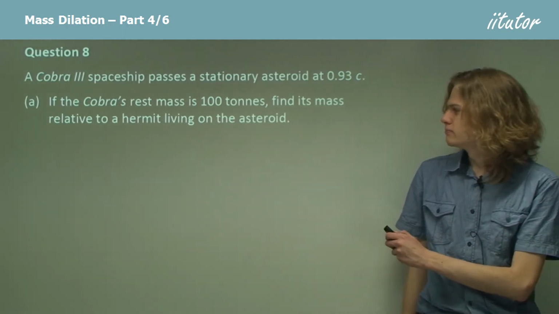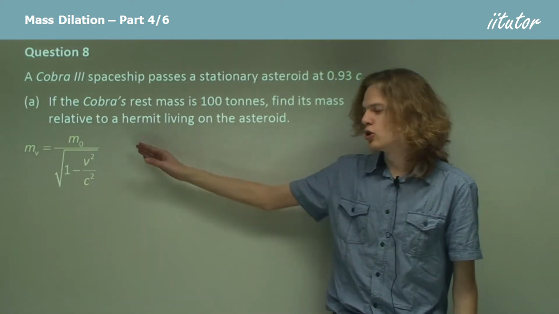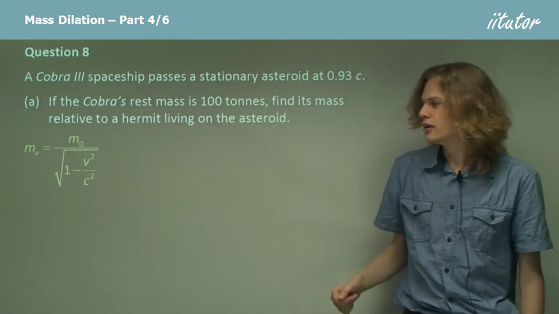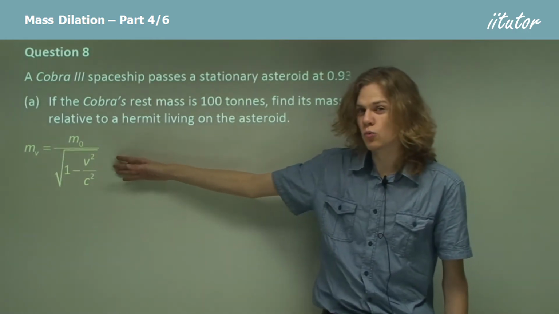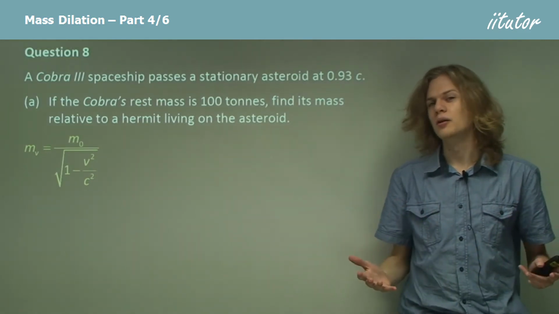So, here's our equation for mass dilation. The relativistic mass of an object is increased by this factor. This is a factor that's always going to be less than 1, and if we divide by a number that's less than 1, we end up with a bigger number.